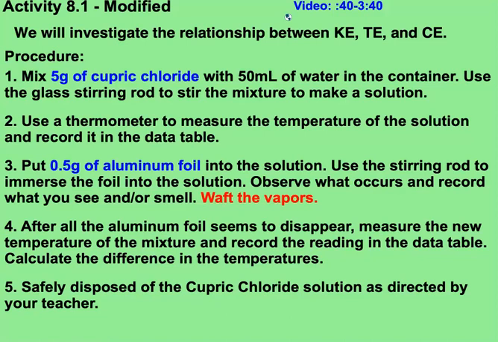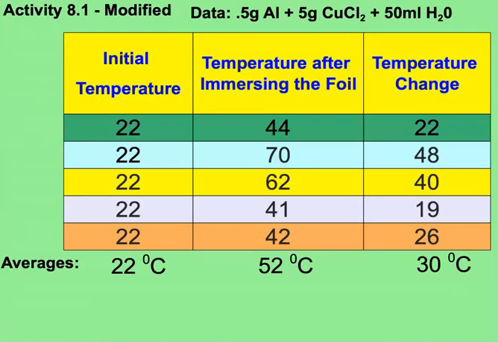Hi, this is Mr. Phillips, and I'd like to talk to you about Activity 8.1 Modified. This is the investigation where you took 5 grams of cupric chloride, added it to 50 milliliters of water, and then added 0.5 grams of shredded aluminum foil and made your observations.